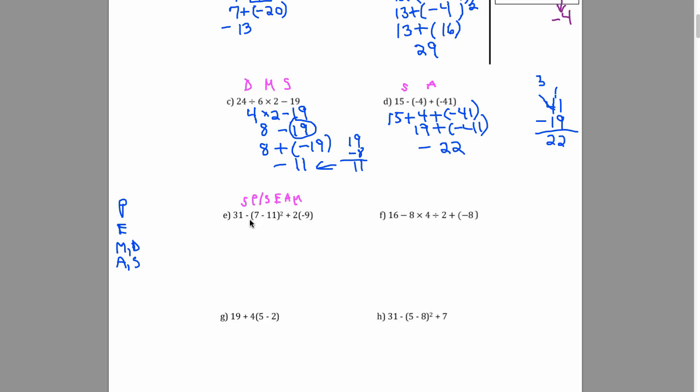So of course we'll begin with P. 31 minus, we're not doing subtraction. So 7 take away 11, 7 plus a negative 11. And we'll just write the rest of the line. 31 minus 7 positives and 11 negatives. The negatives win out by 4.